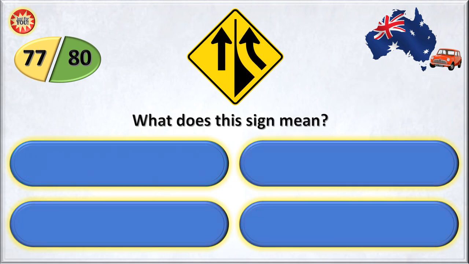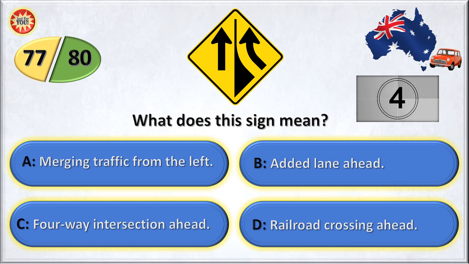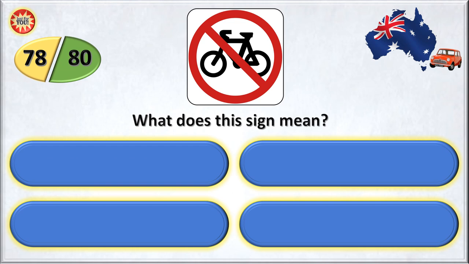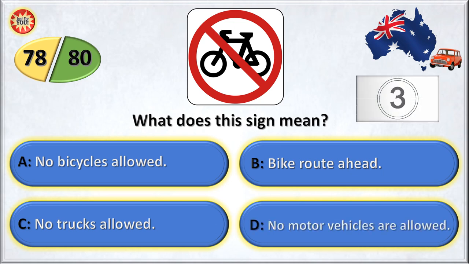What does this sign mean? Merging traffic from the left. Added lane ahead. Four-way intersection ahead. Railroad crossing ahead. Added lane ahead. What does this sign mean? No bicycles allowed. Bike route ahead. No trucks allowed. No motor vehicles are allowed. No bicycles allowed.